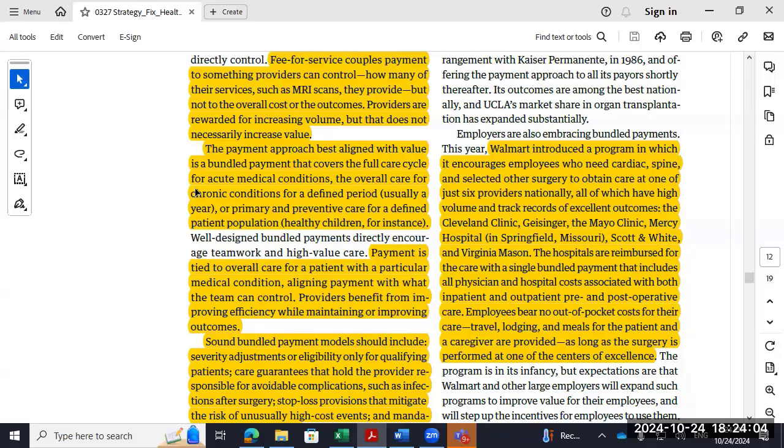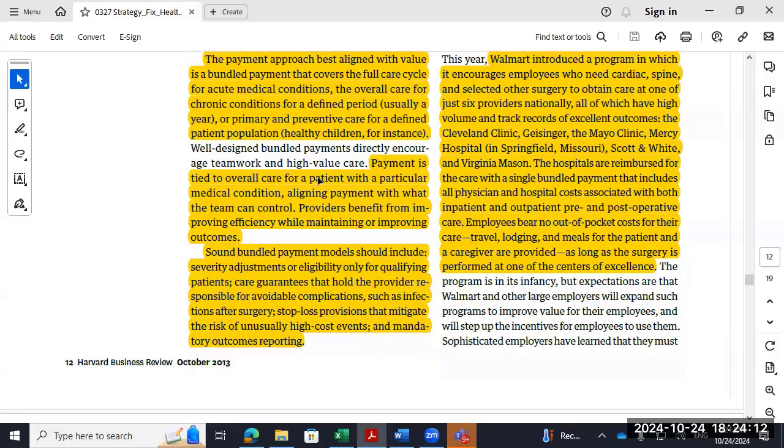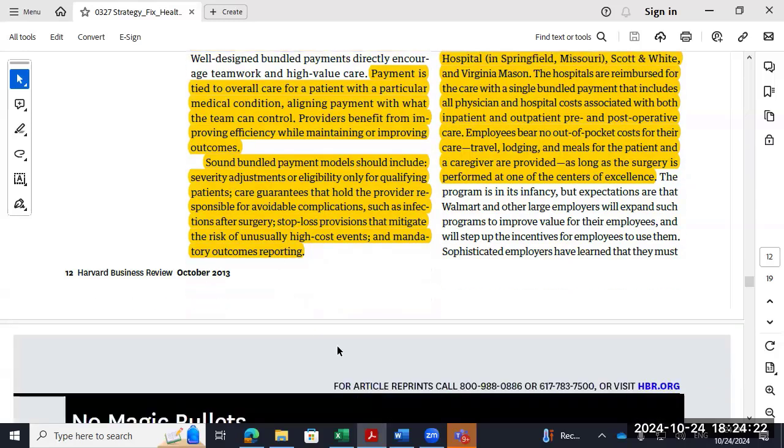Same thing with the HMO. HMOs are not incentivized for better outcomes. They're incentivized to keep their costs down because they got a fixed fee. Payment is tied to overall care for a patient with a particular medical condition. Aligning payment with what the team can control, providers benefit from improving efficiency while maintaining or improving outcomes.